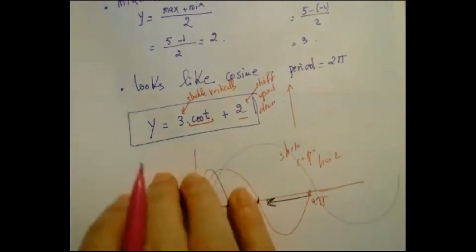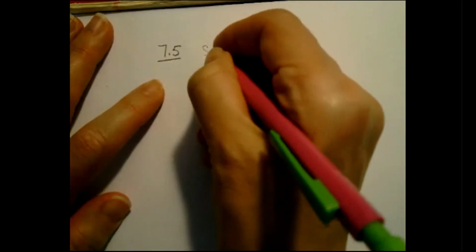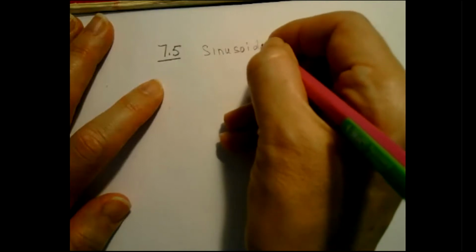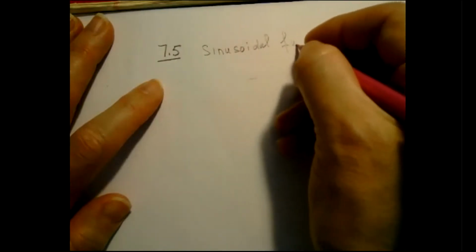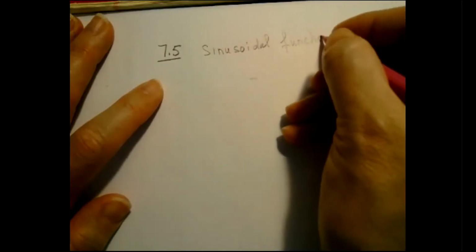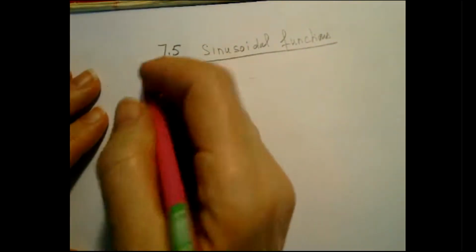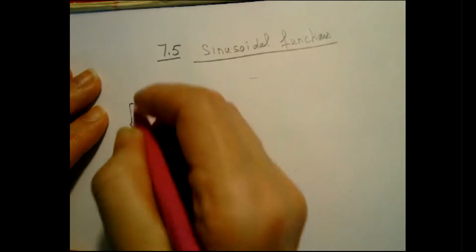Okay. So before we do that, let me make sure: section 7.5, that's what we're going to start now. It's called sinusoidal functions. Sinusoidal means functions that look like sine and cosine. But first, let me make sure we understand the difference between those two.